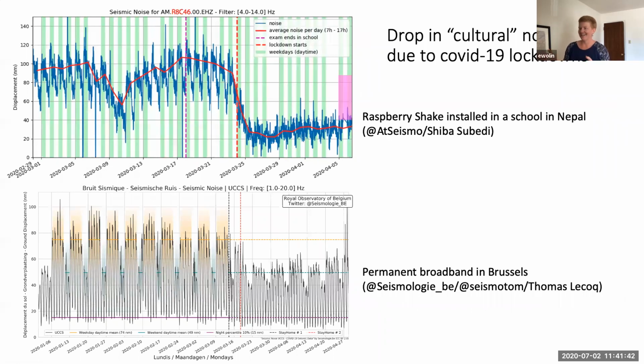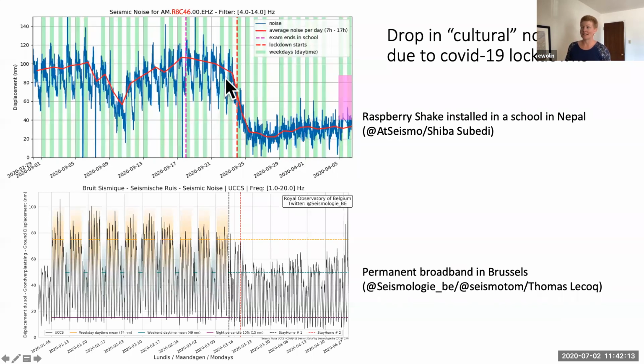If you've been lurking around on Seismology Twitter in the last couple of months, you might have seen these very fascinating plots showing the drop in high frequency noise levels in this cultural noise band due to lockdowns around the world from COVID-19. So here are two really striking examples. This is a permanent broadband site in Brussels where this was first observed by Tom Lecocq. And you can see there's a lot of daily variation in high frequency noise. And then after lockdown is imposed, this drops sharply.